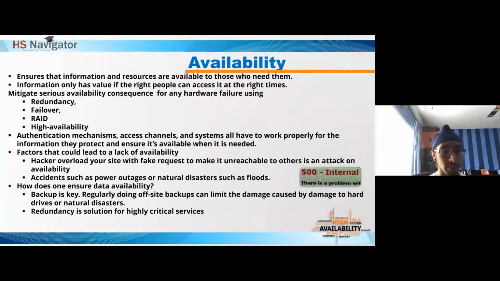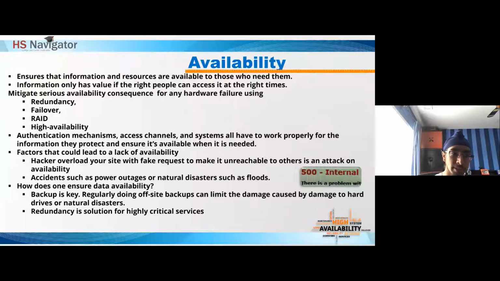The way you can mitigate some serious availability consequences is through things like redundancy, failover, RAID, which is a way of storing or backing up data, and having high availability servers. And in general, you have to make sure that your authentication mechanisms, your channels, and your systems all work properly and are always available. Because if they're not always available, then that can lead to attacks on confidentiality and attacks on integrity if one of your systems is down.